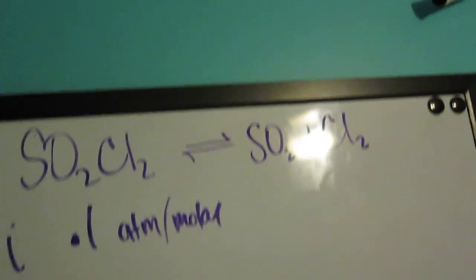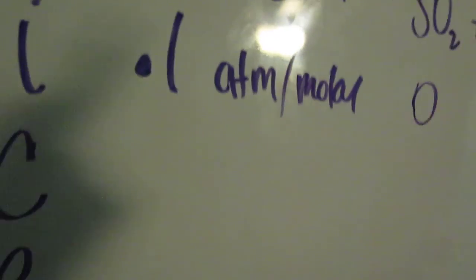Let's say you started out with 0.1. I'm going to write I, C, and E. You start out with 0.1 atmosphere or molal. What you do to find molality is moles over a liter. Now for both of these products you started out with 0, because you're starting out with reactant and you're going to try to find out what would be the equilibrium. So reactants convert to products.